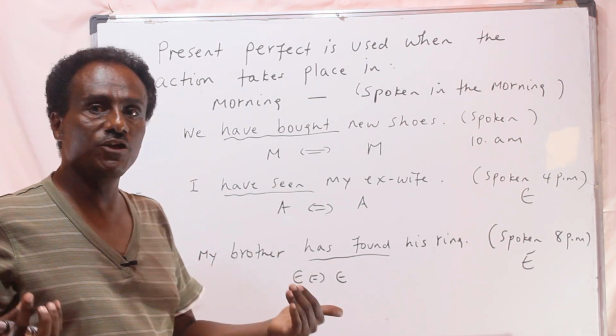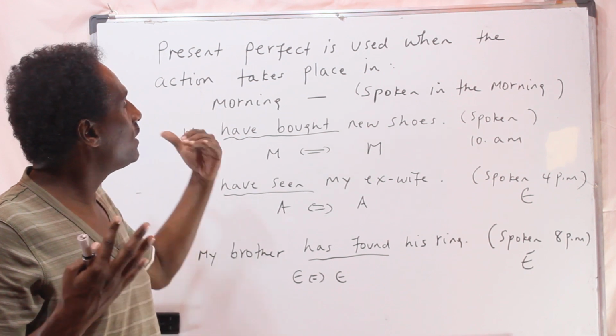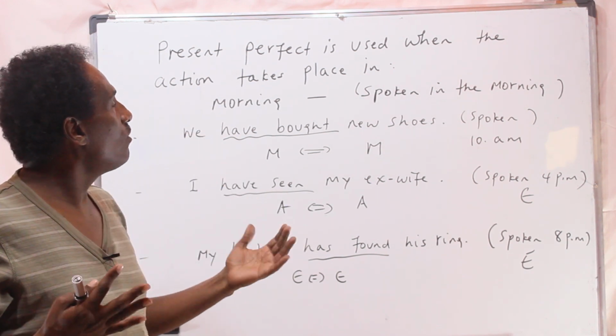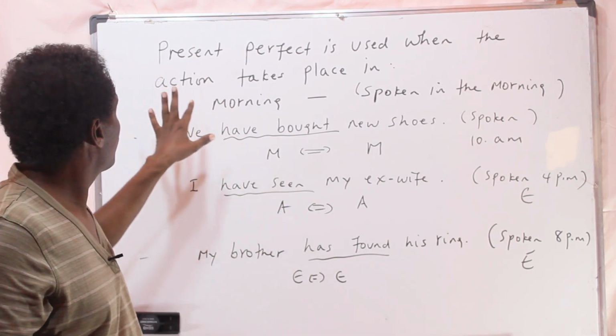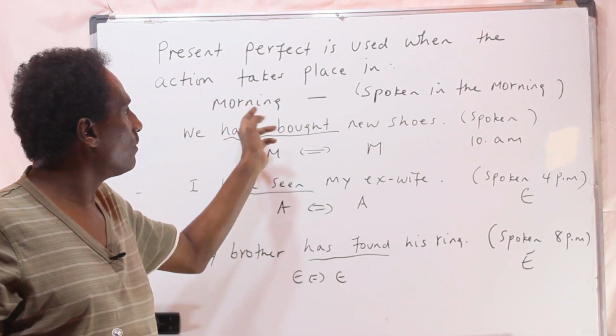Okay, what we have here is present perfect, still in progress. So we're going to see here how we use present perfect tense. This present is used when the action takes place in the morning.